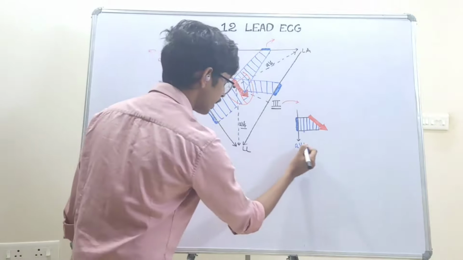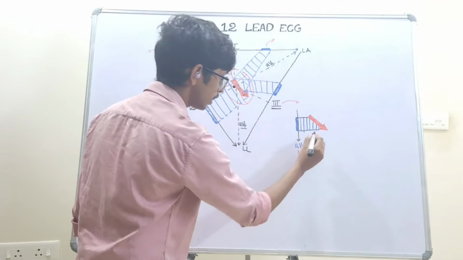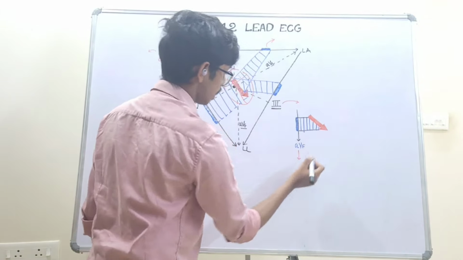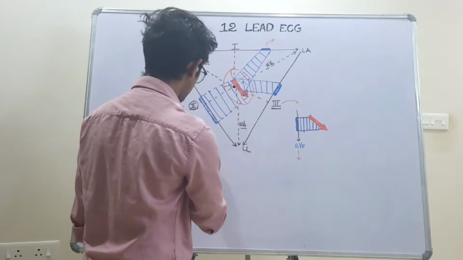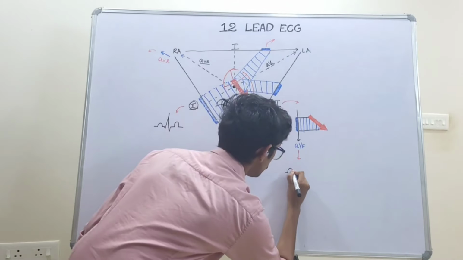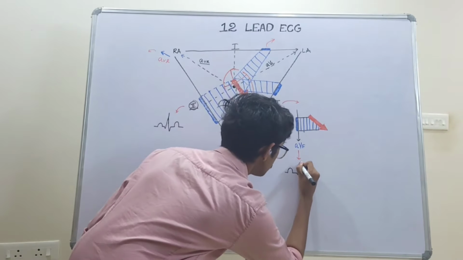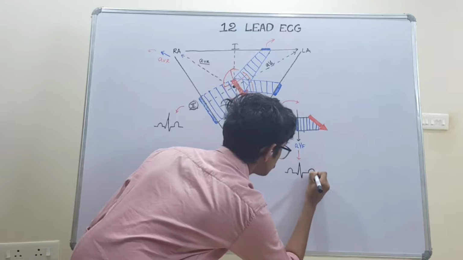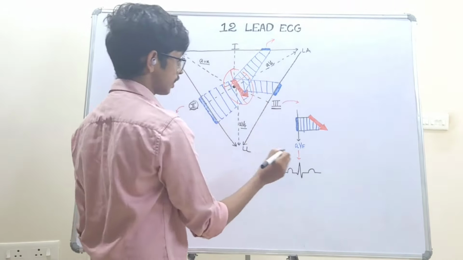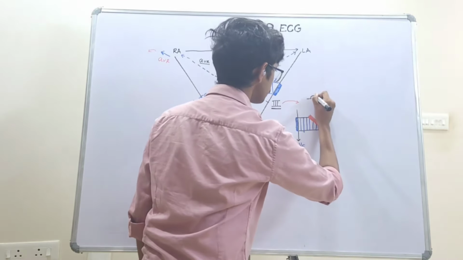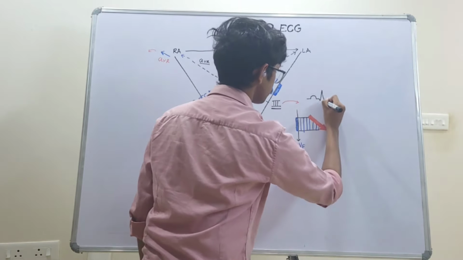Then when we come to AVF, this is the AVF and this is the depolarization wave of the heart. This lead will see this depolarization wave lesser than lead 2. So the amplitude of the QRS will be lesser than lead 2. When we come to lead 3, this will see lesser than AVF itself. So here the amplitude will be lesser than AVF.